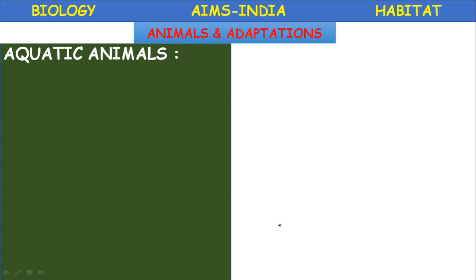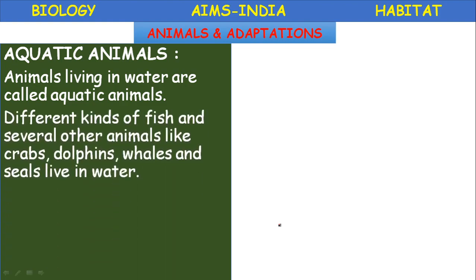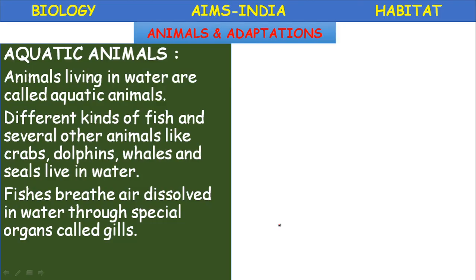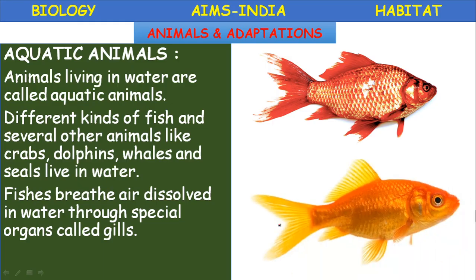And the oceans are the large continuous bodies of salty water. So the animals living in water are called aquatic animals. Different kinds of fish and several other animals like crabs, dolphins, whales, and seals live in water. Fishes breathe air dissolved in water through special organs called gills. Their body structure is also different, which suits the aquatic habitat. Okay.